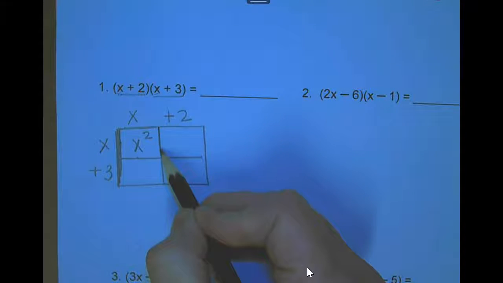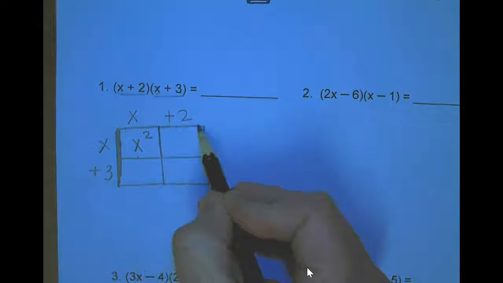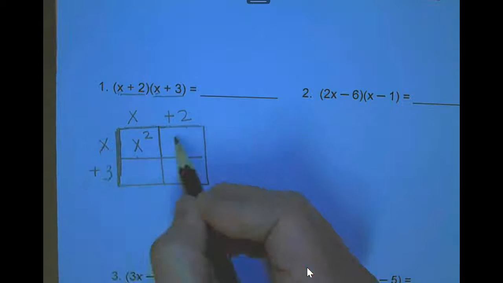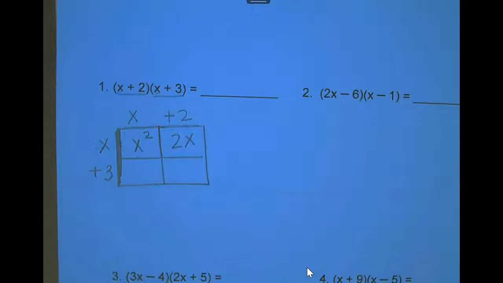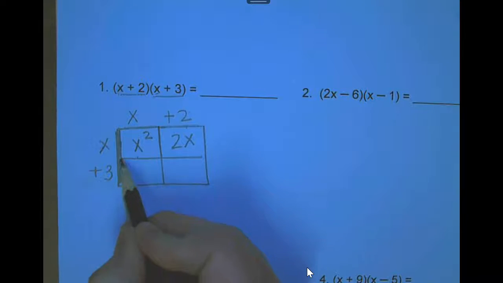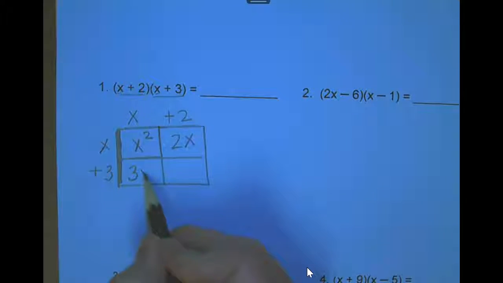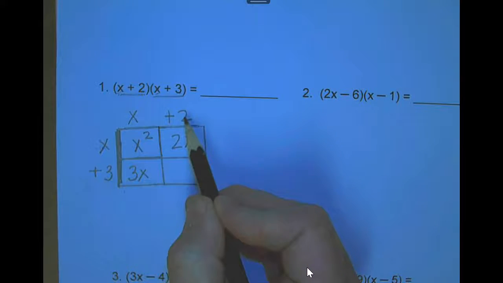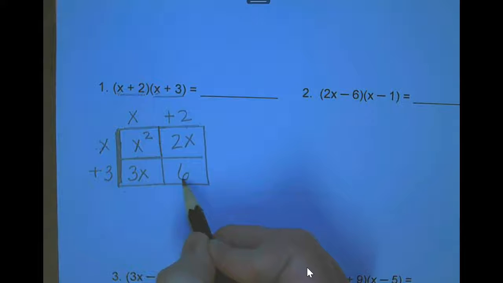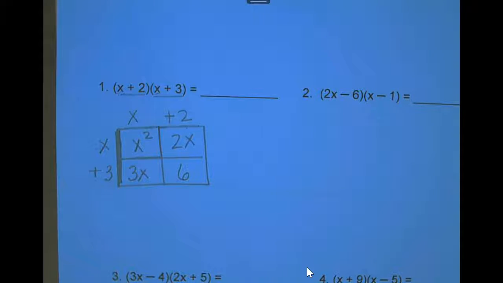This rectangle has a length of x and a width of 2. 2 times x is 2x. This rectangle has a length of 3 and a width of x, so 3 times x is 3x. And 3 times 2 is 6. So we have multiplied everything together.